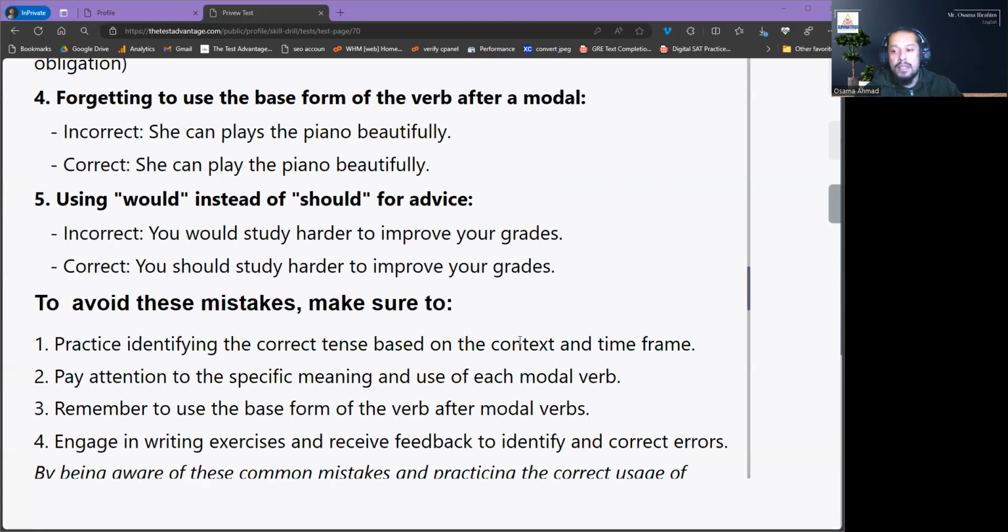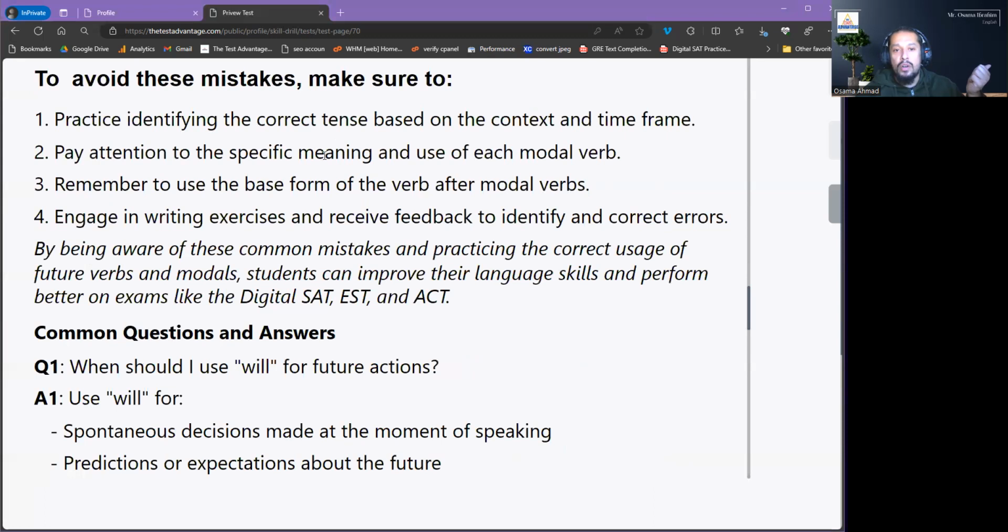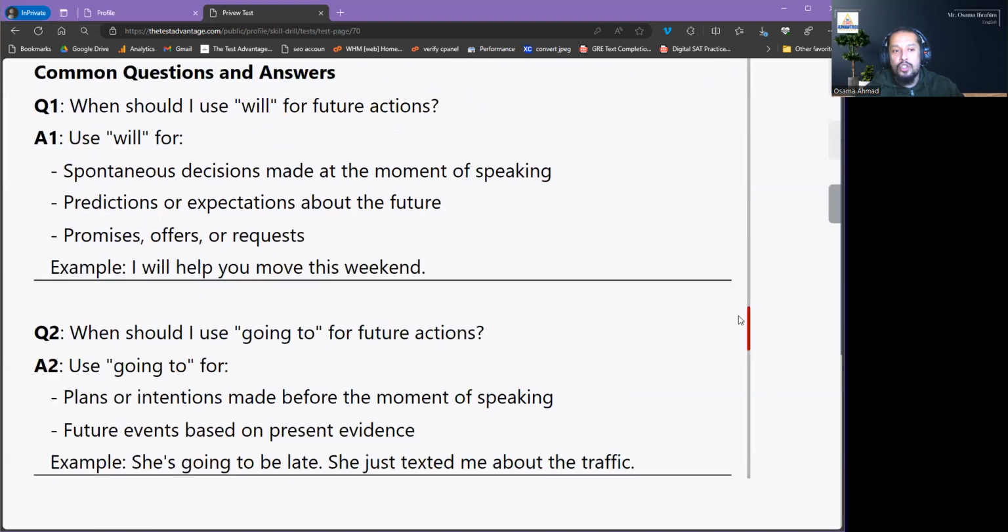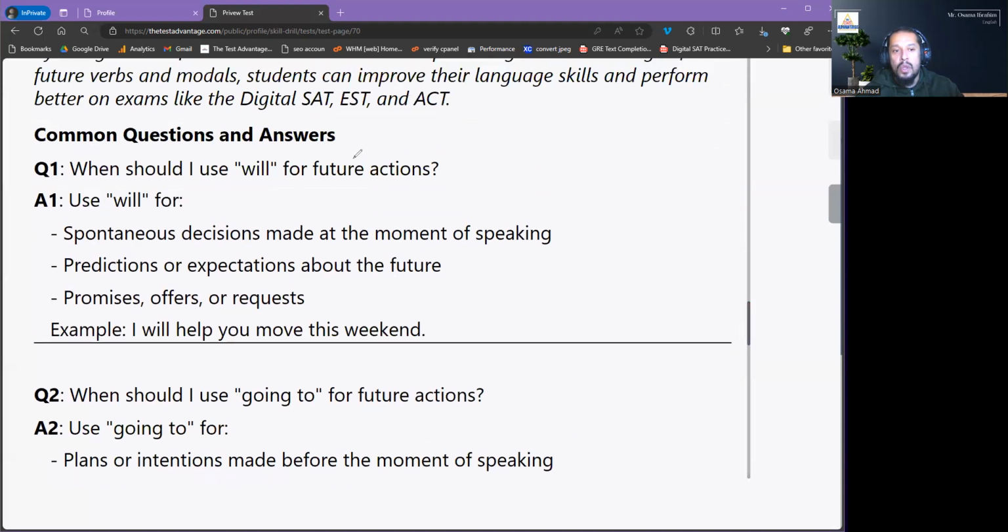So to avoid these mistakes, make sure to practice identifying correct tense forms, pay attention to meaning, remember to use the base form of the verb, engage in writing exercises and practice, such as on testavedge.com. Okay. Finally, question and answer time.